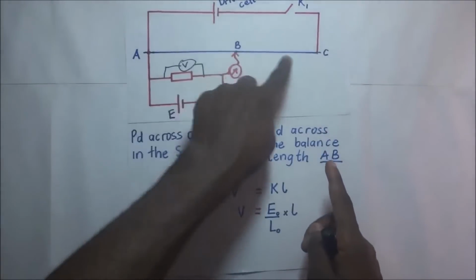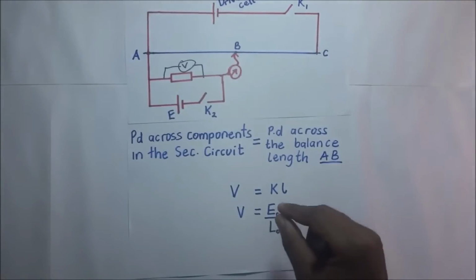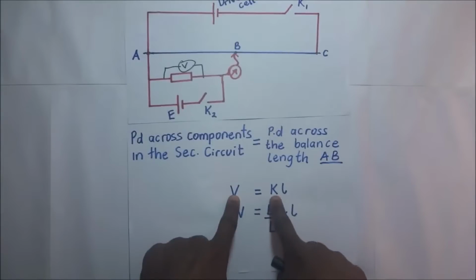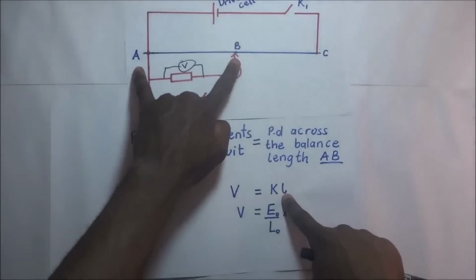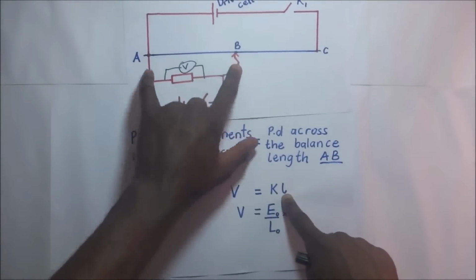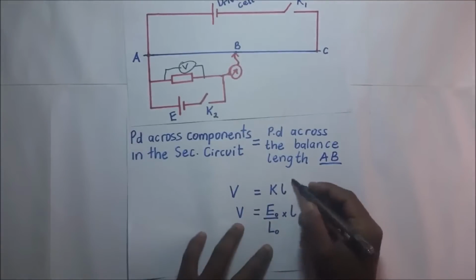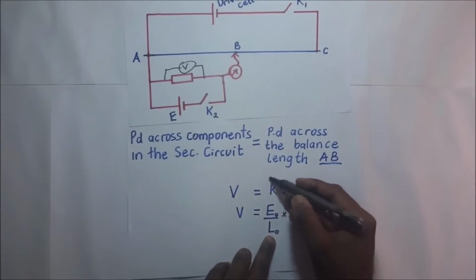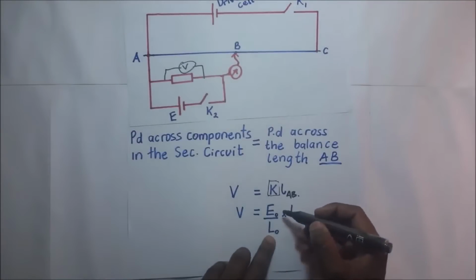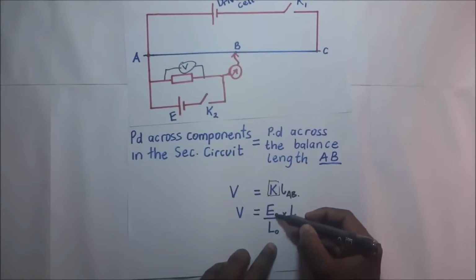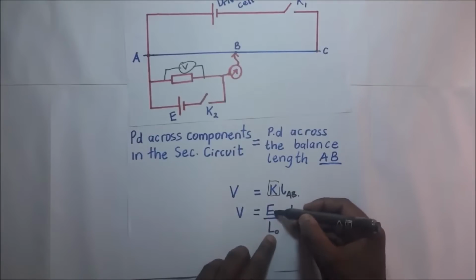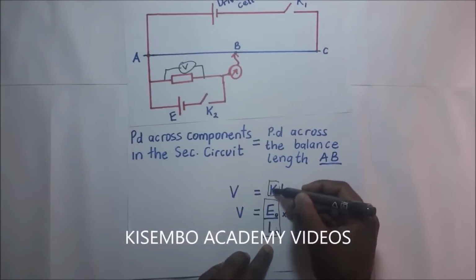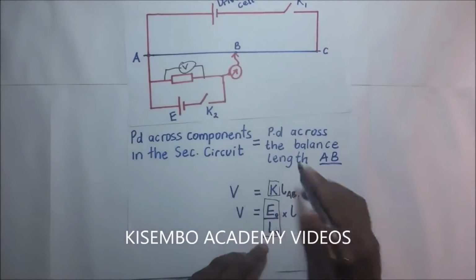And since this is a potentiometer whose PD per unit length, K, we know, that potential difference we're looking for, V, is going to be equal to K times the balance length L, which so happens to be AB, or we can call it LAB. Now, of course, K, like in our previous video, is the EMF of the standard cell we used divided by the balance length corresponding to the standard cell. This is coming from our previous video when we were finding the value of K, which is the PD per unit length of the potentiometer wire.